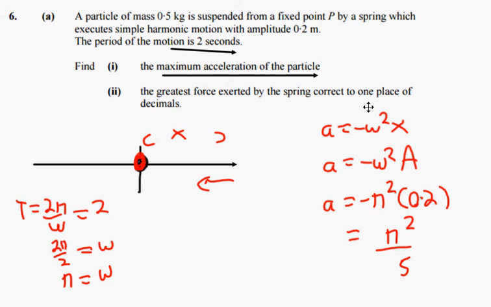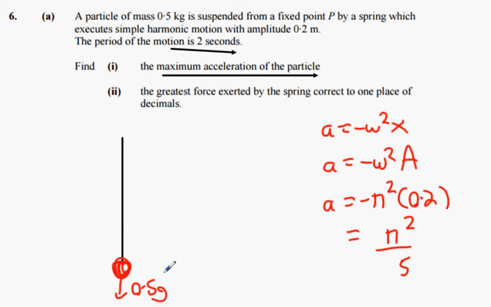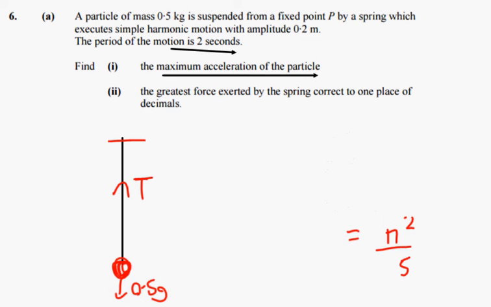Find the greatest force exerted by the spring correct to one place of decimals. So, as I stated before, we're not talking about a horizontal system, we're talking about a vertical system. So we'll just turn this line upside down for a minute. And what we're going to have is our mass here weighing us down, 0.5 g. The only source keeping us here is tension. Okay, and our maximum acceleration is pi squared over 5.